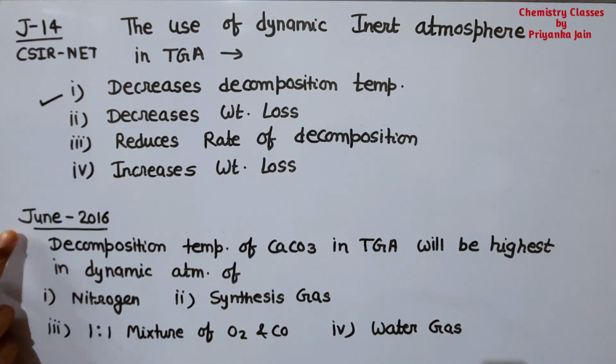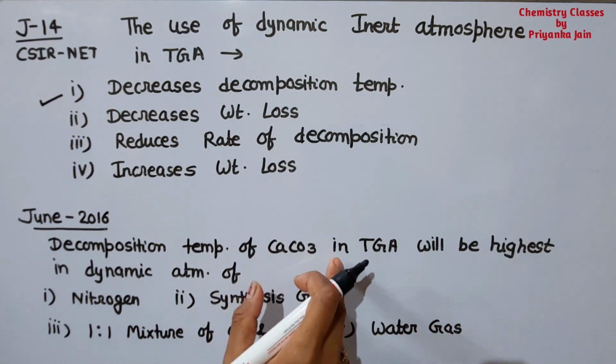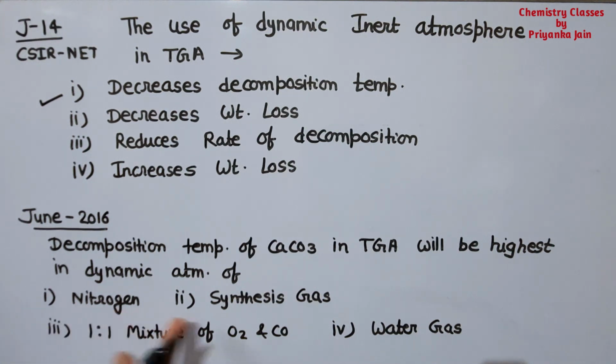Now see this question from June 2016. The decomposition temperature of calcium carbonate in TGA will be highest in a dynamic atmosphere of, and we have been given 4 options. One is nitrogen, second one is synthesis gas, third one is a 1:1 mixture of O2 and CO, and fourth one is water gas.